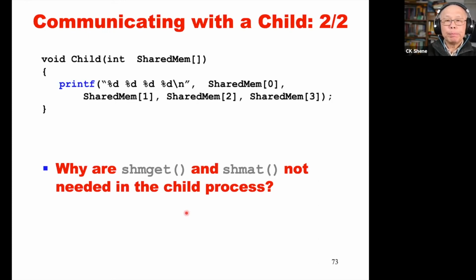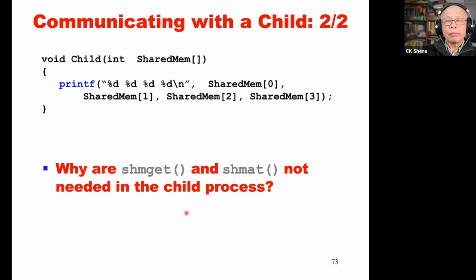Okay. I hope everyone figures out the answer. The answer is so simple. Reload a single program. When this program forks, the parent and the child receive exactly the same contents, including the pointer to the shared memory, right?